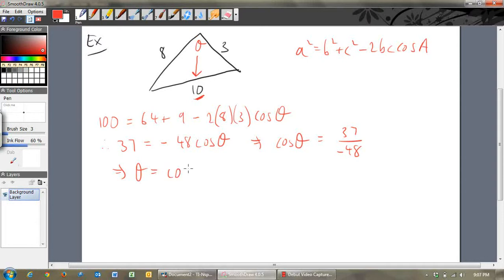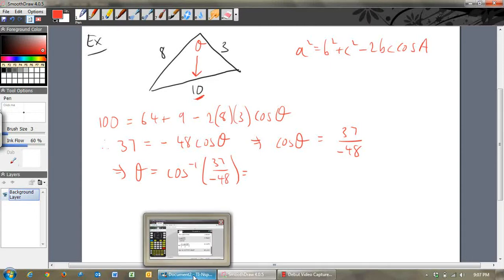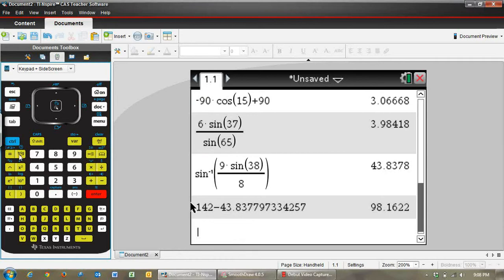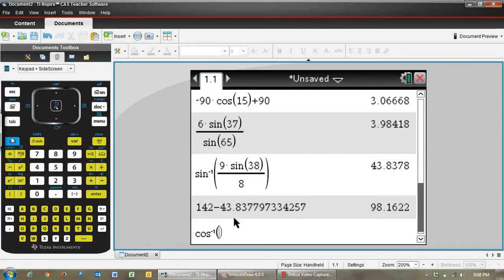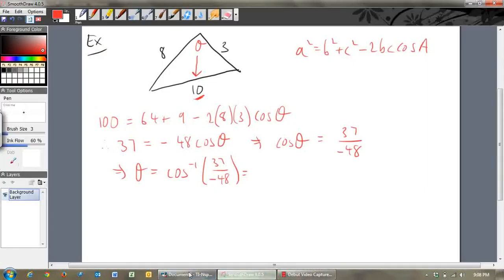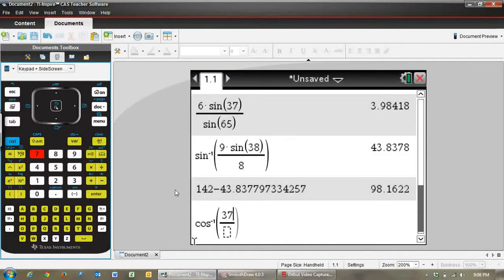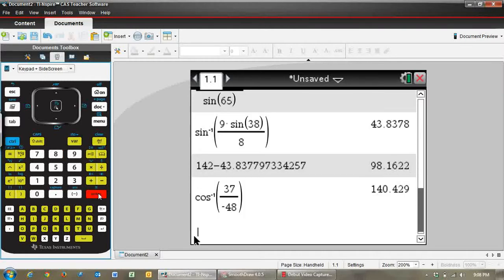Therefore, theta equals, we'll invert the cosine and get cos negative 1 of 37 over negative 48, and see what we get on the calculator. Cos negative 1, 37 over negative 48. It's going to be a big angle there. So, cos negative 1, 37 over negative 48 equals, and we get 140.43.